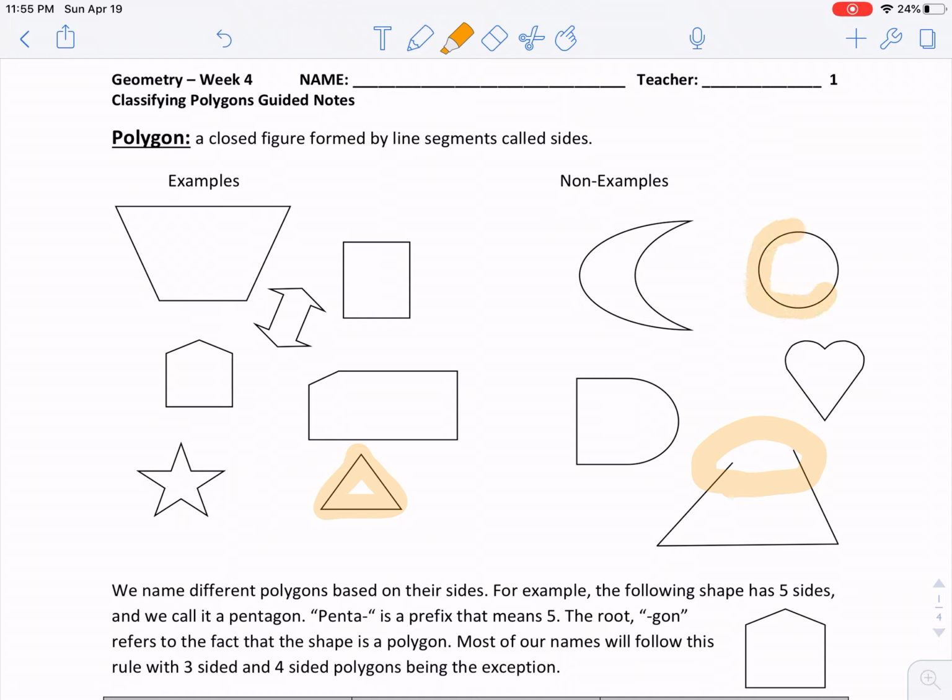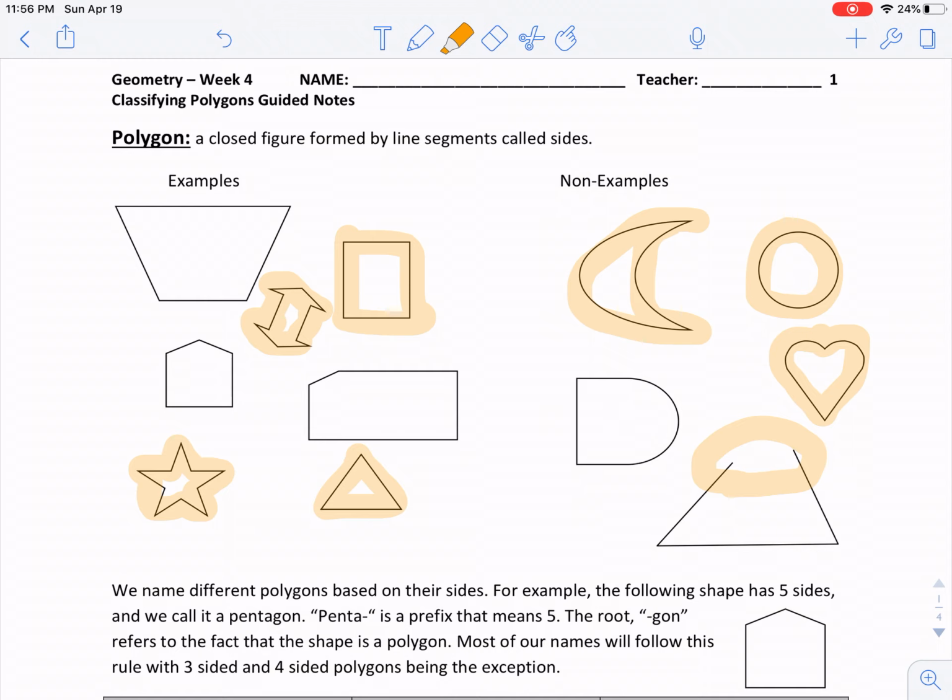So a circle or a heart or a crescent, anything that has curved sides, doesn't count. We got to have straight sides, and it has to be closed. Notice we can have that little arrow-ish shape where it kind of pokes out, a star. Anything that is straight lines and closed.